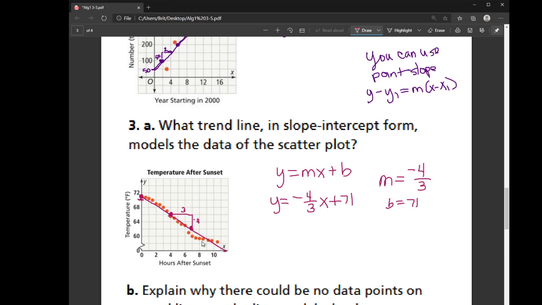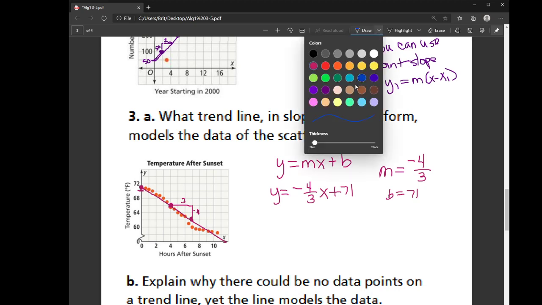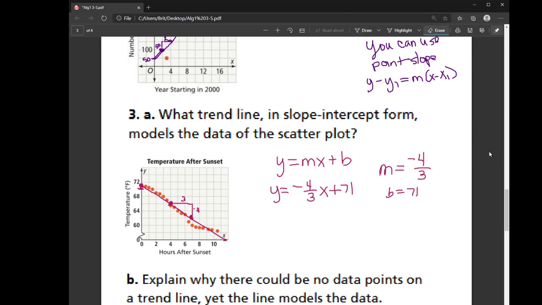Now who's to say that that's the best trend line? That's why we need to use technology to help us pick what would be best. I could instead use this trend line, that blue one. Who's to say that the red one's better than the blue one? See what I'm saying? That's why we need technology to assist us.